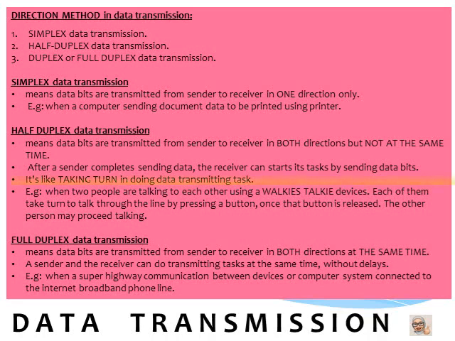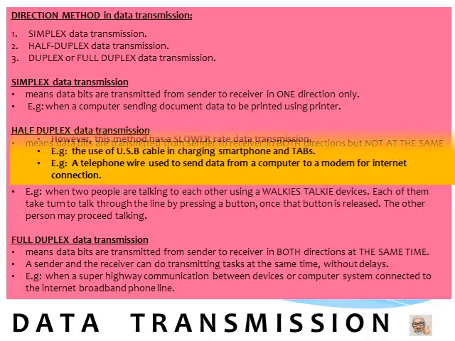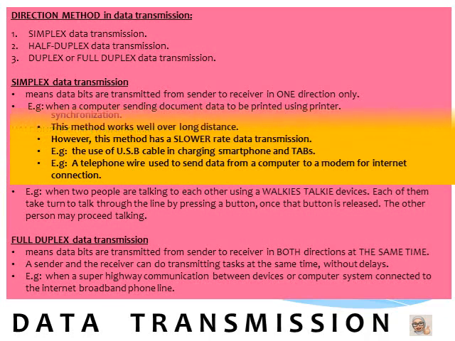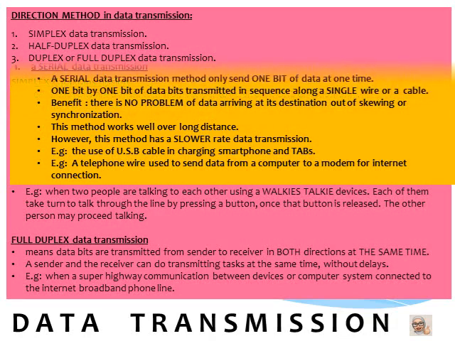The third is full duplex data transmission, which means data bits are transmitted from sender to receiver in both directions at the same time. A sender and the receiver can do transmitting tasks at the same time, without delays. An example for duplex is a superhighway communication between devices or computer systems connected to the Internet broadband phone line.